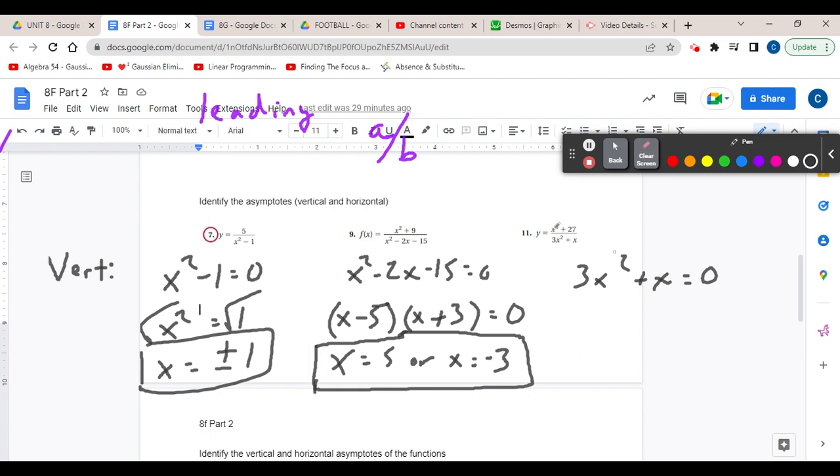All right. And then over here on this last one, 3x squared plus x equals 0. So we'll just have to factor this out. We can pull an x out here and we get x times 3x plus 1 equals 0. So in this one, we can make the x equal to 0, or we can make 3x plus 1 equal to 0, where x would be negative 1/3.